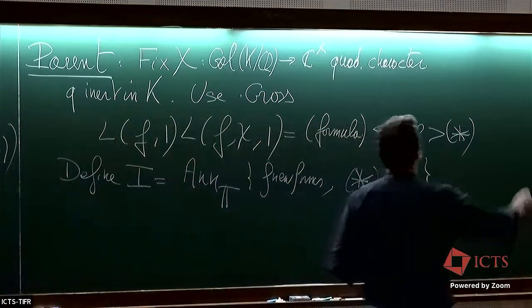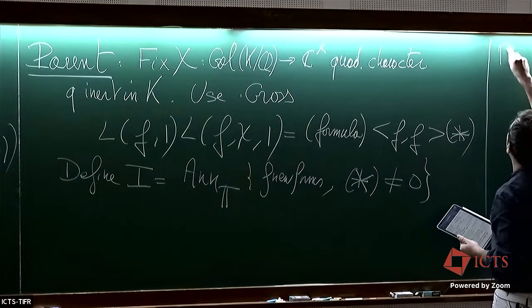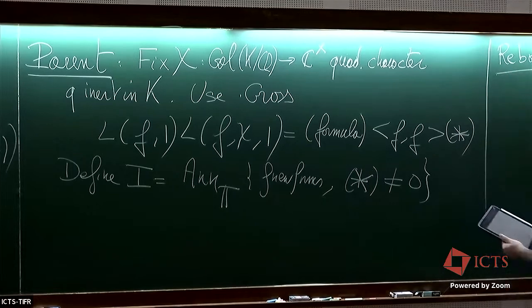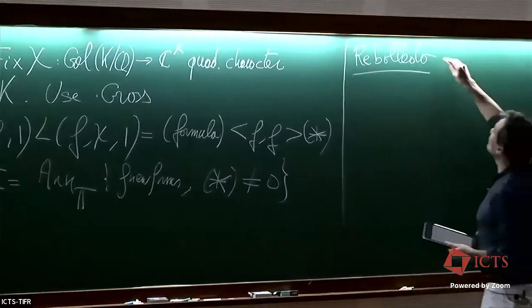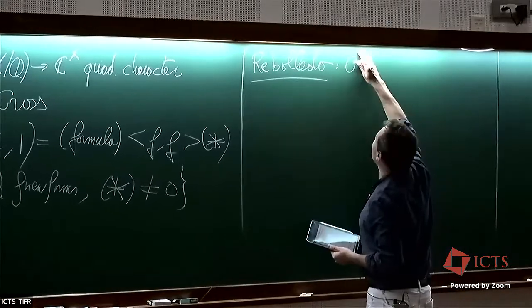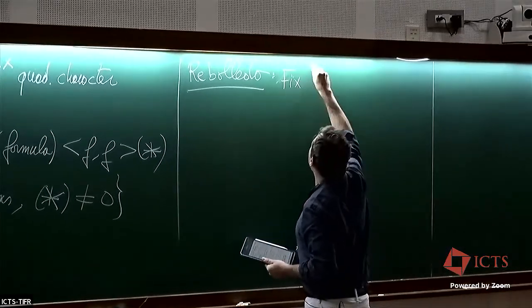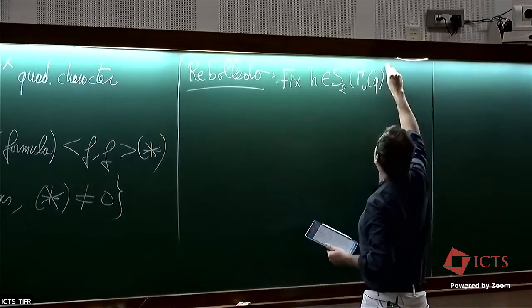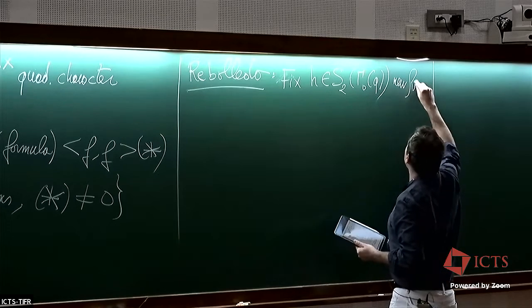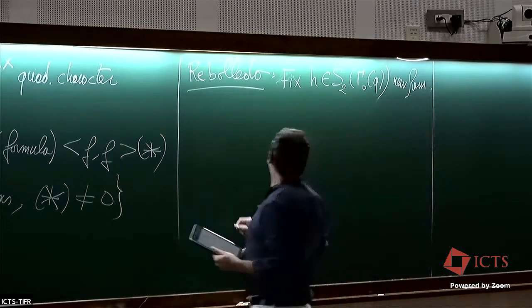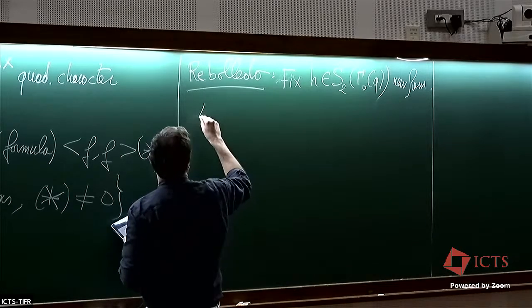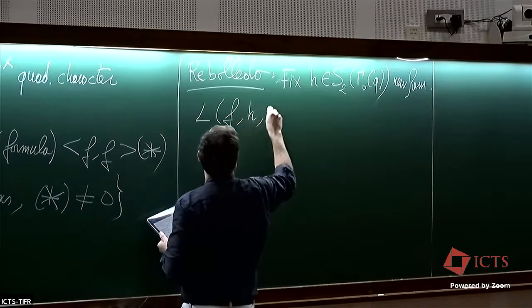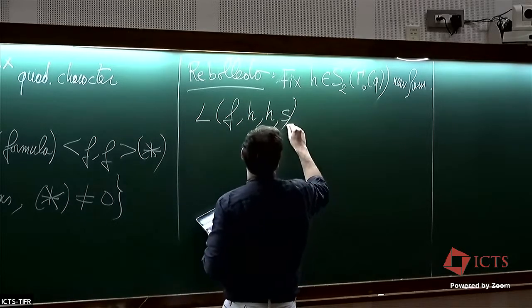Similarly, a little bit later, or about the same time, Rebolledo considered, let's say, fix H, a new form, and she considers a triple L function and the value at s equal 2.